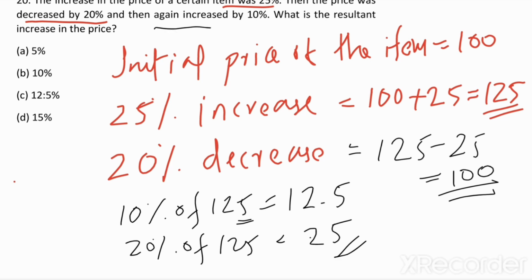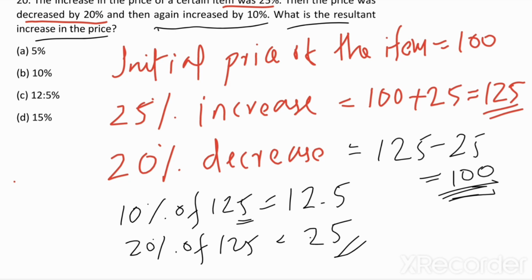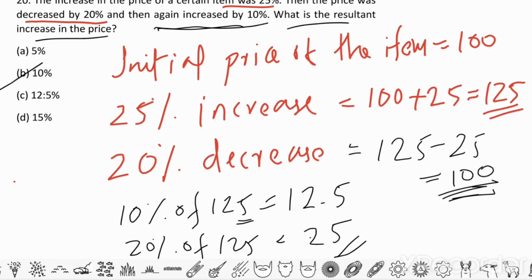Then again increased by 10%. What is the resultant increase in the price? So resultant increase in the price means, after this 100 again increased by 10%. So resultant increase equal to 10%. Option B is the right answer.